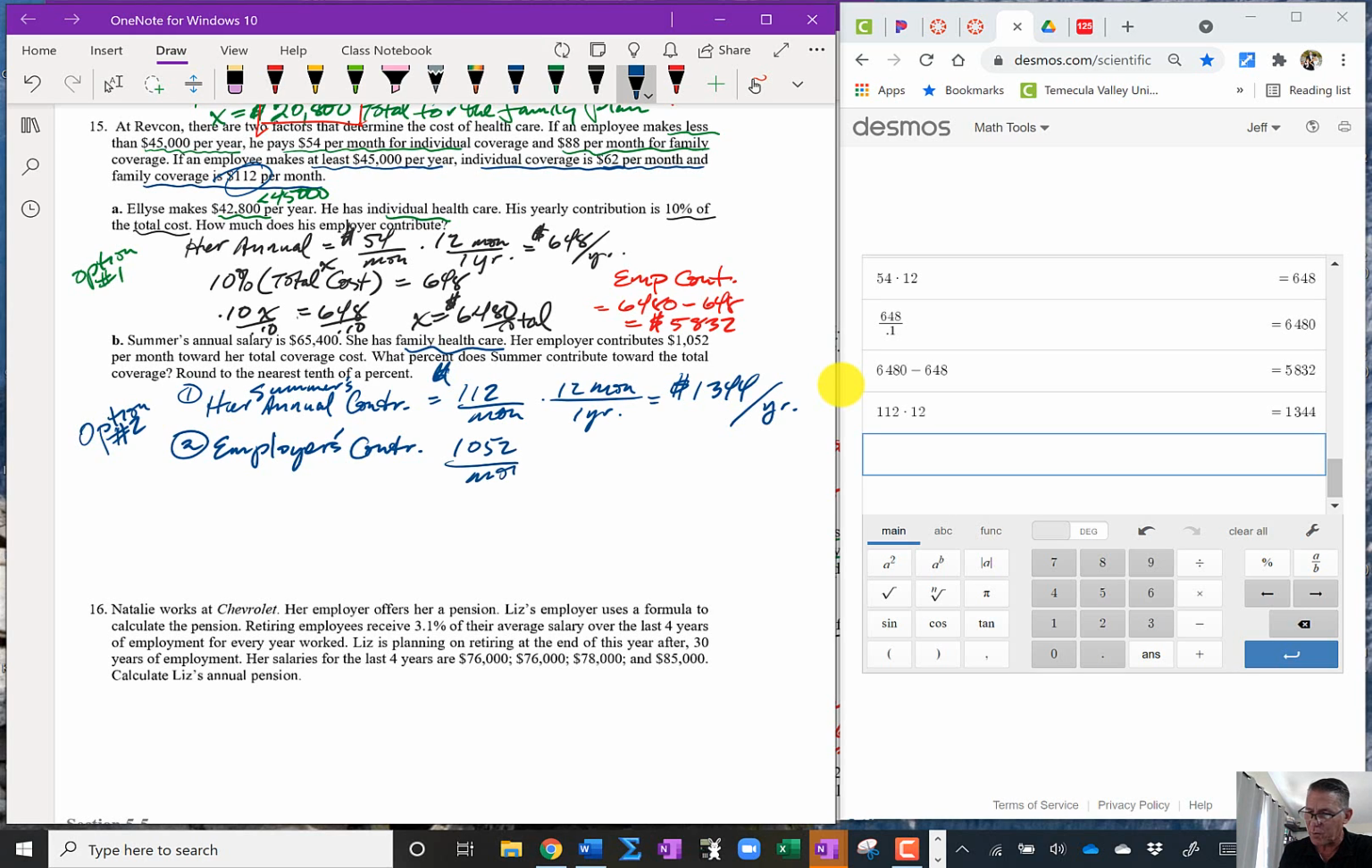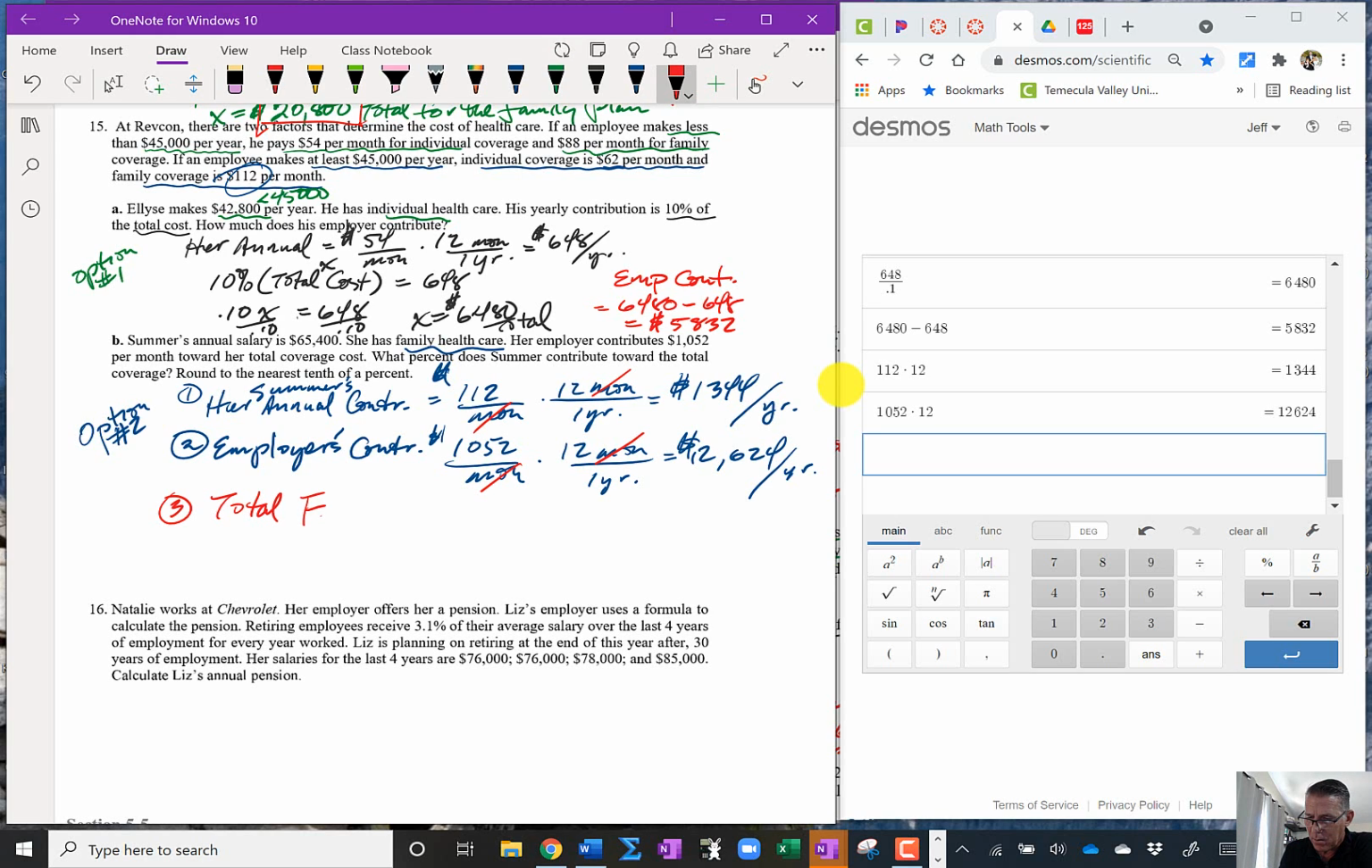To get the total family plan, we have to add these numbers. The total is the sum of the two. So 1,344 plus 12,624. Let's add those two together, and we get 13,968. So $13,968 total.